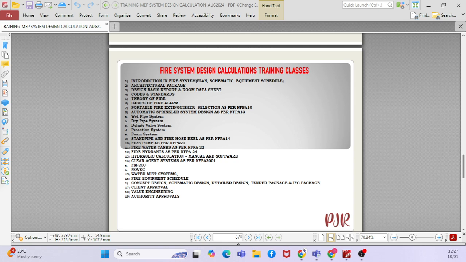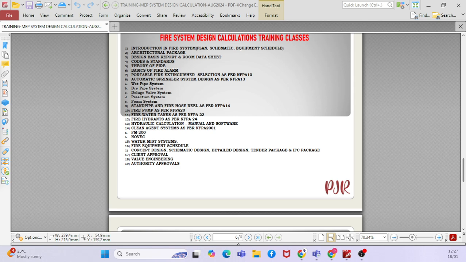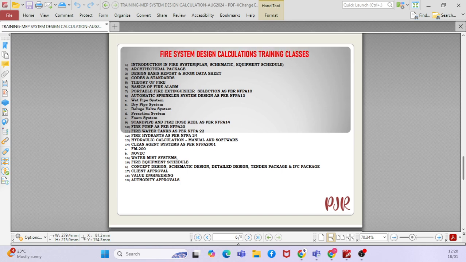Then you have a standpipe. You have seen that fire hose cabinet, right? Then you have a fire hydrant. Then how to size the pump, how to size the water tanks, and how to do the calculations for the pump capacity or the pressure drop. Then we have a clean agent system, which is FM 200 Novec system, and a water mist system. Then we can prepare the equipment schedule. So if a consultant gives you the architectural package to design the fire system, you will be able to design it using the local codes. Is that clear?